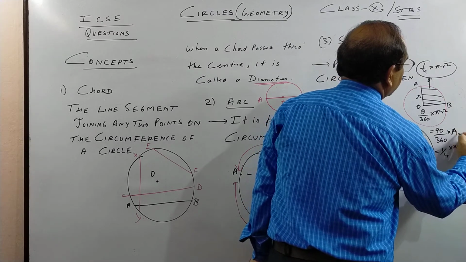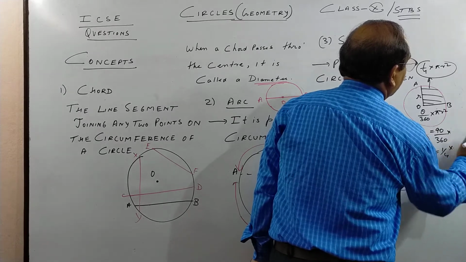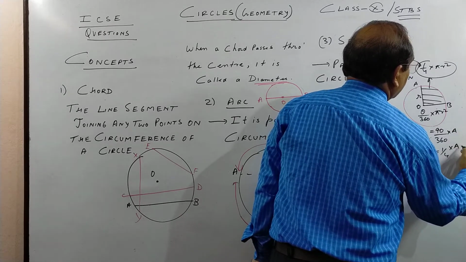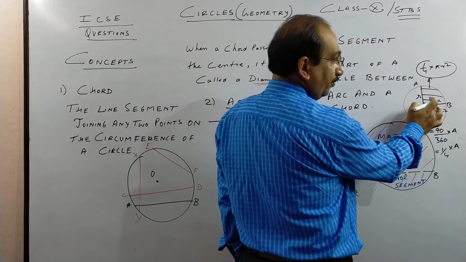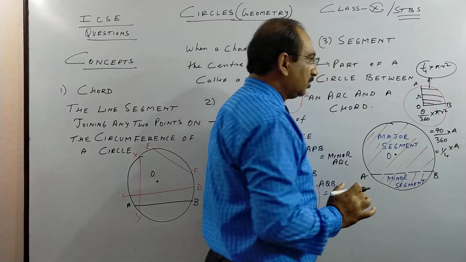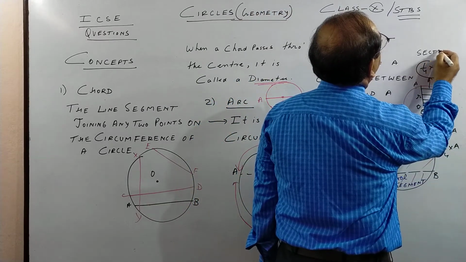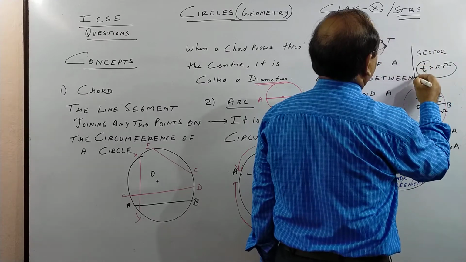So you have the angle of the sector upon the total angle into pi r square, which gives you this. So that is a sector, children. This we see in mensuration.